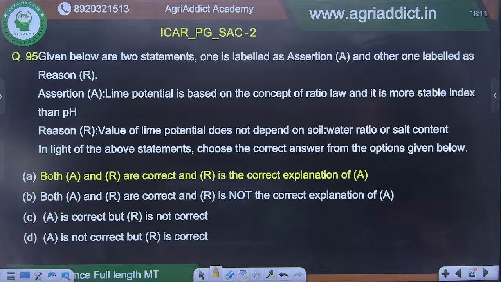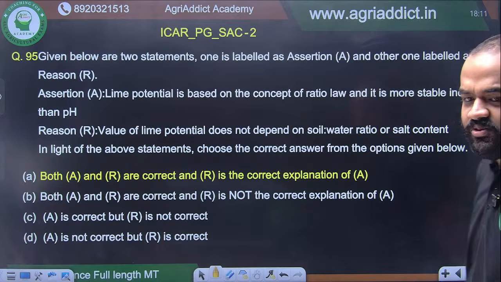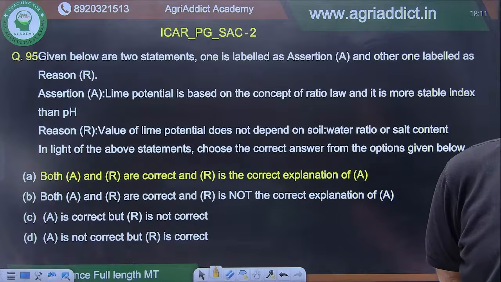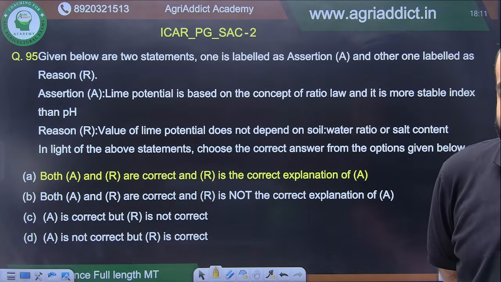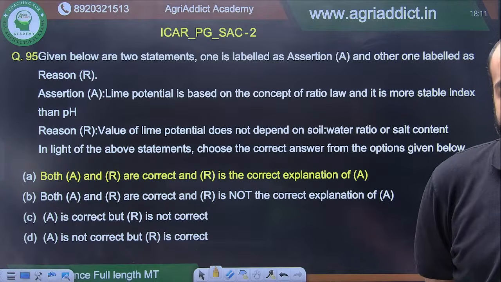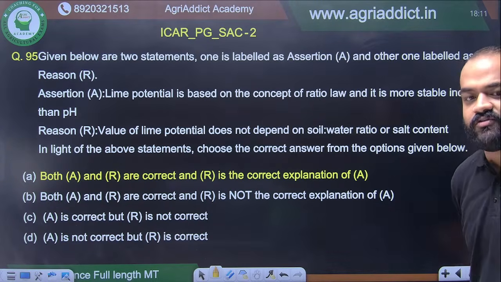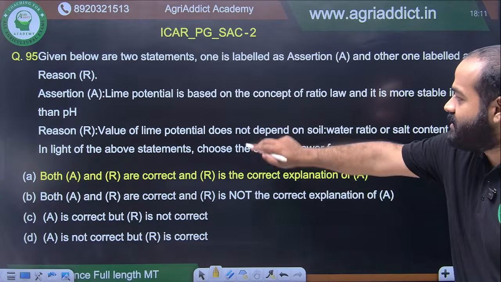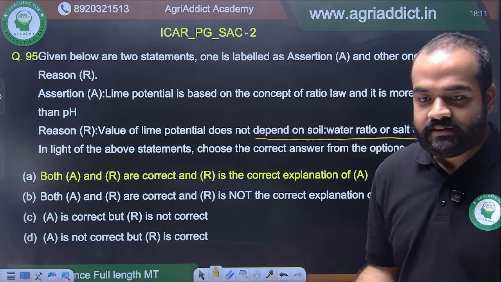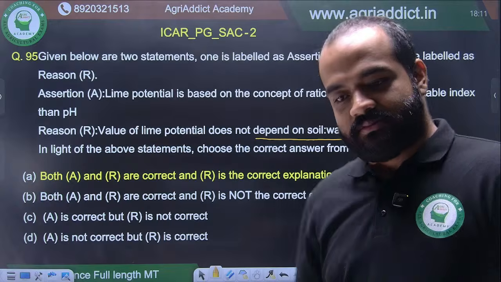It is not C. Lime potential तो इसलिए ही लाया गया था because that should be... no, Aman Kumar, it is not B also, it is A. Lime potential is based on the concept of ratio law and it is a more stable index than pH. Why? Because it is not depending on soil water ratio or salt content. Simple. Sir, can you explain the concept? Sure, why not?